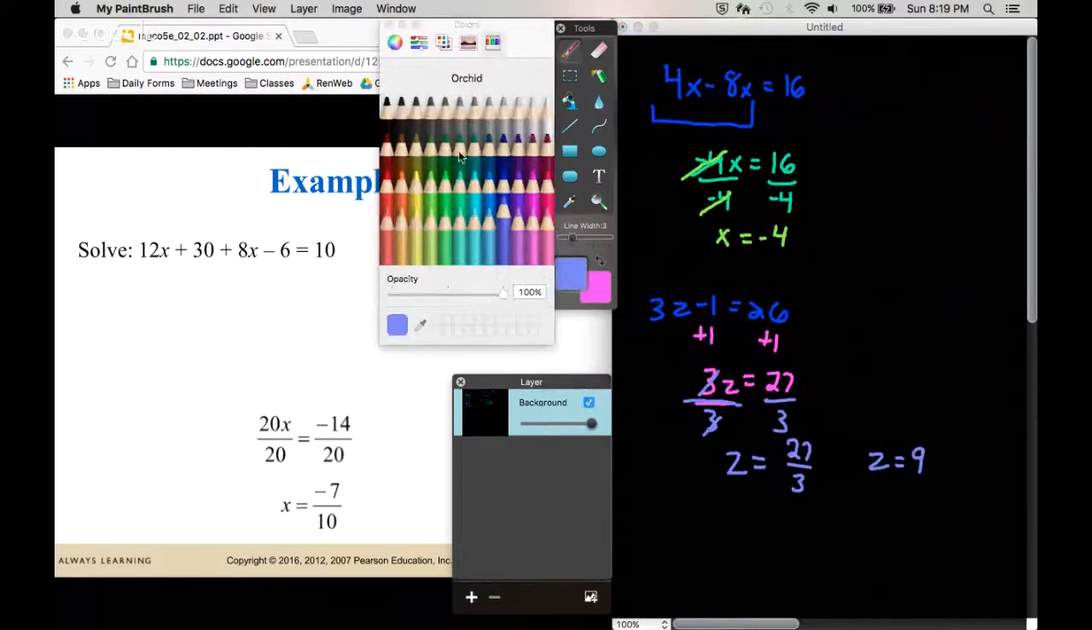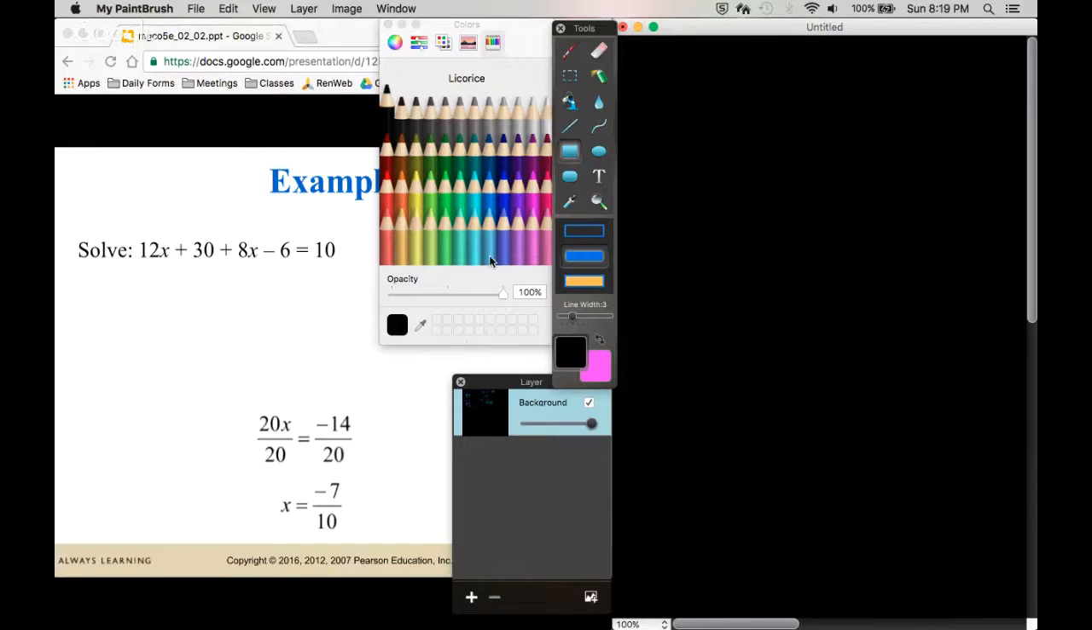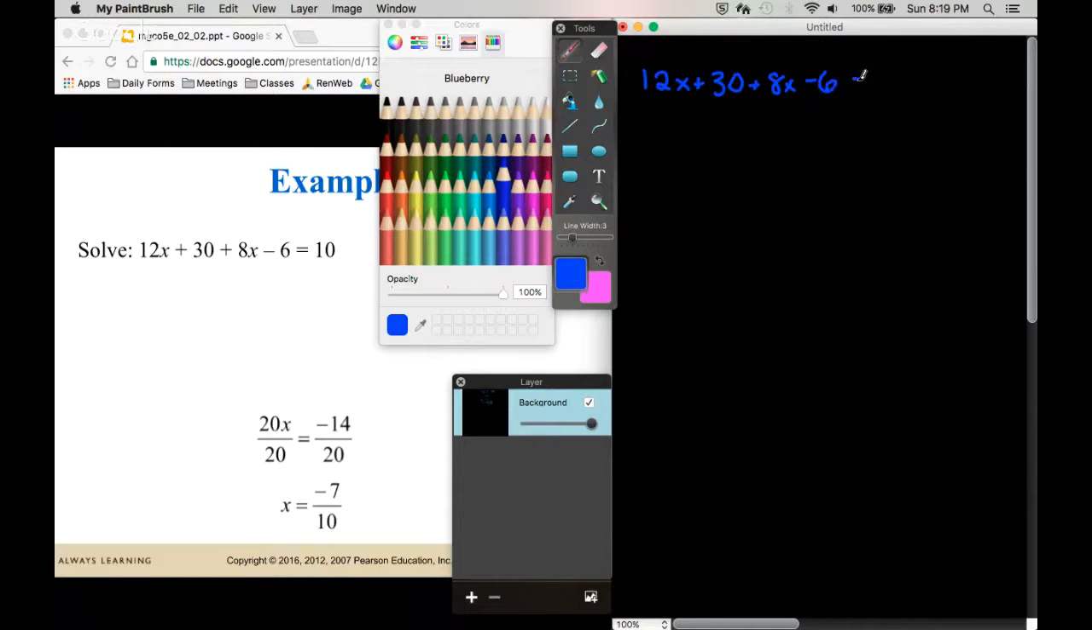Your next one. This one's going to look a little bit more complicated, but that's okay. What this one really has is multiple steps, but a lot of those multiple steps are really just combining like terms more than anything else. So you have 12x plus 30 plus an 8x minus 6 equals 10. Okay, there's nothing you can do on the right side of the equation. That's about as simplified as that's going to get.